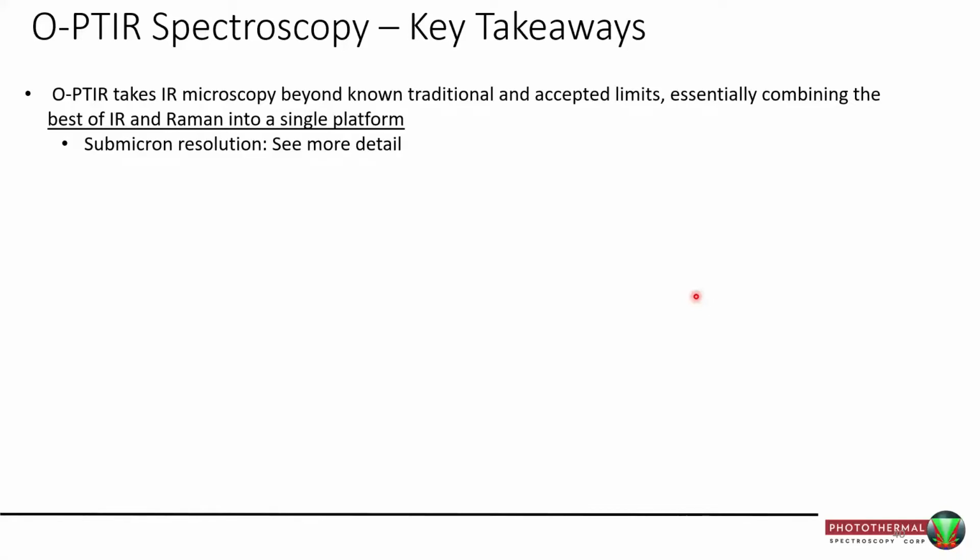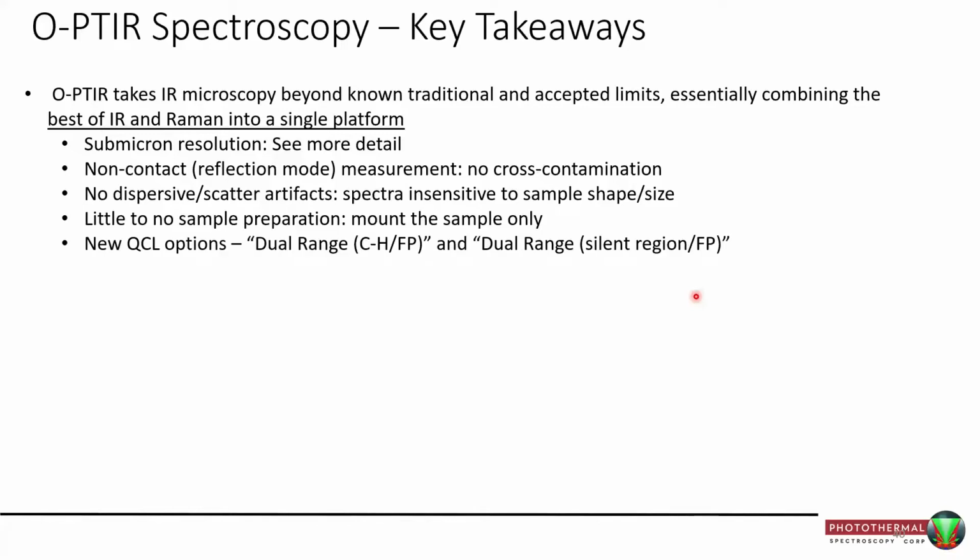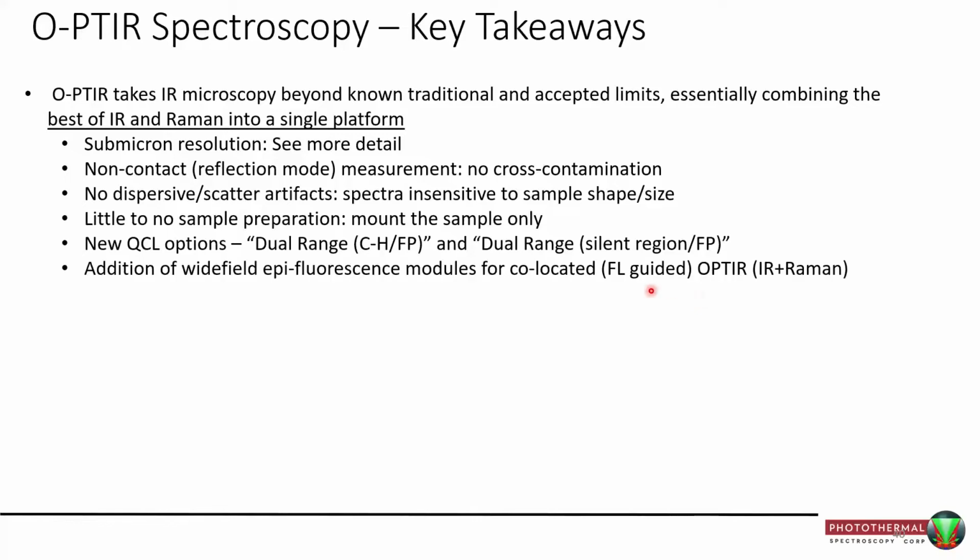With sub-micron resolution, you see a lot more detail. It's non-contact, so there's no cross-contamination, there's no dispersive and scatter artifacts, little to no sample prep. New Q-cert ranges are expanding new spectral regions and opening up new measurement capabilities.